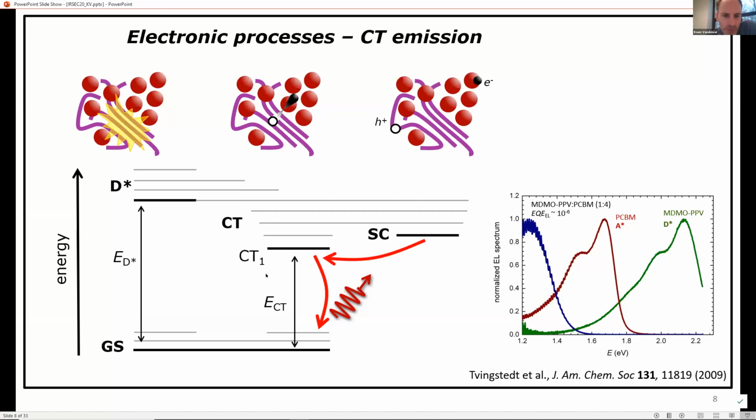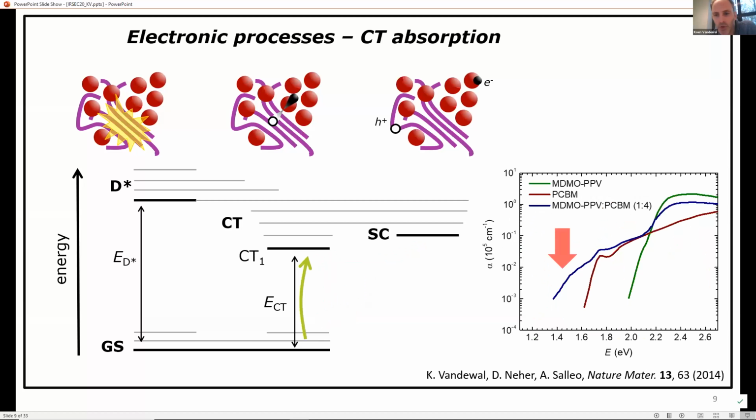So if the emission from this state can happen, in principle, absorption should also be possible because it's the reverse transition. Physics dictates that this transition should occur. And this is indeed the case if you look at absorption spectra, but you have to look very well. You have to look with a very sensitive measurement technique over orders of magnitude. So this is a logarithmic scale, the absorption coefficient on a logarithmic scale.